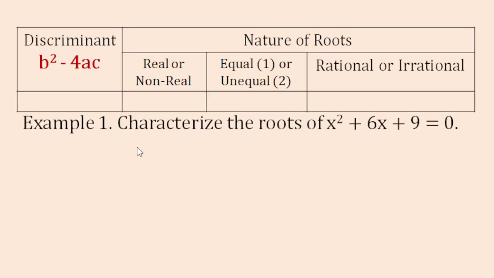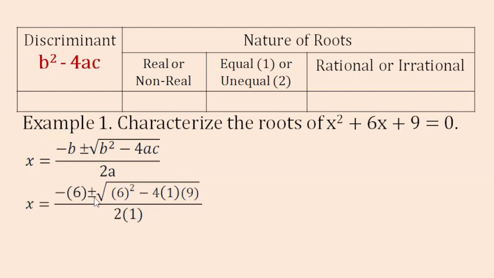Example number 1. Characterize the roots of x squared plus 6x plus 9 equals 0. This is our quadratic formula. A here is 1, B is 6, and C is 9. Plugging those values into the formula, we have this. And simplifying furthermore, we get negative 6 plus and minus square root of 0 all over 2.